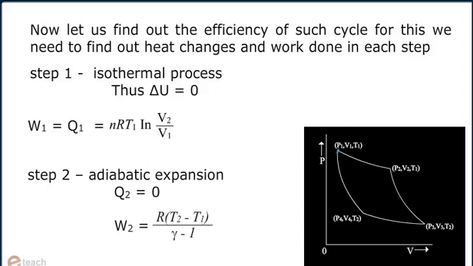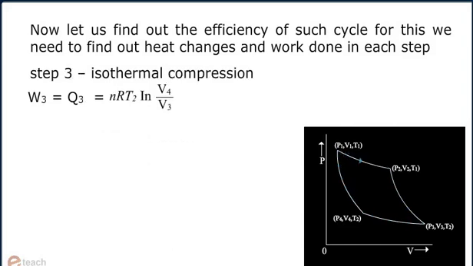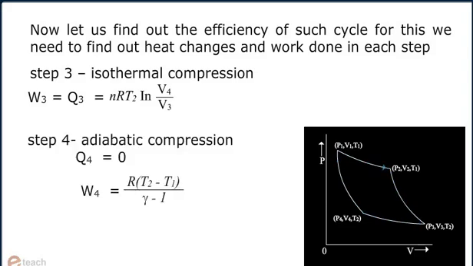Step 2. Adiabatic expansion. Q2 equals 0. W2 equals R into T1 minus T2 divided by gamma minus 1. Step 3. Isothermal compression. W3 equals Q3 equals nRT2 ln of V4 by V3. Step 4. Adiabatic compression. Q4 equals 0. W4 equals R into T1 minus T2 divided by gamma minus 1.